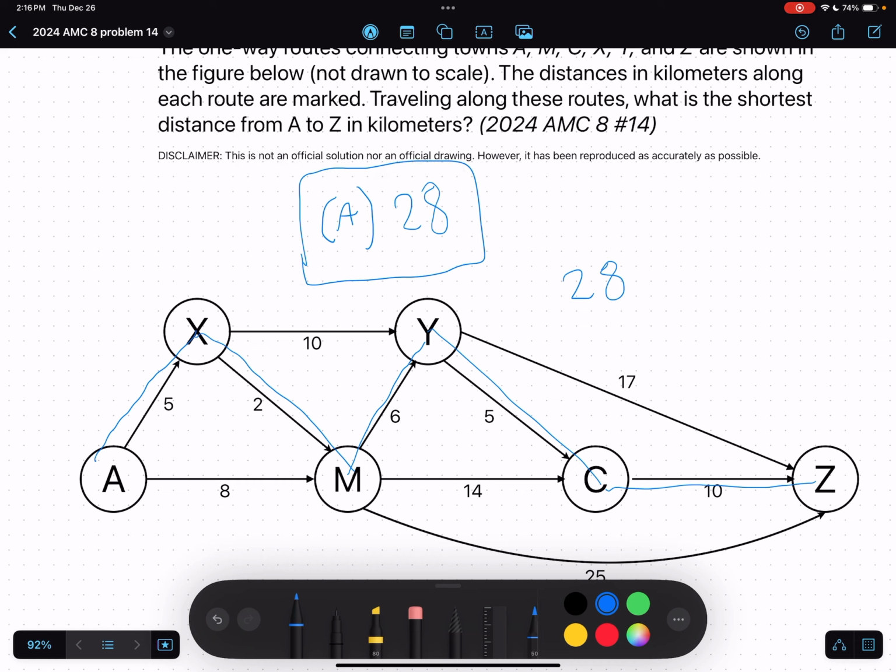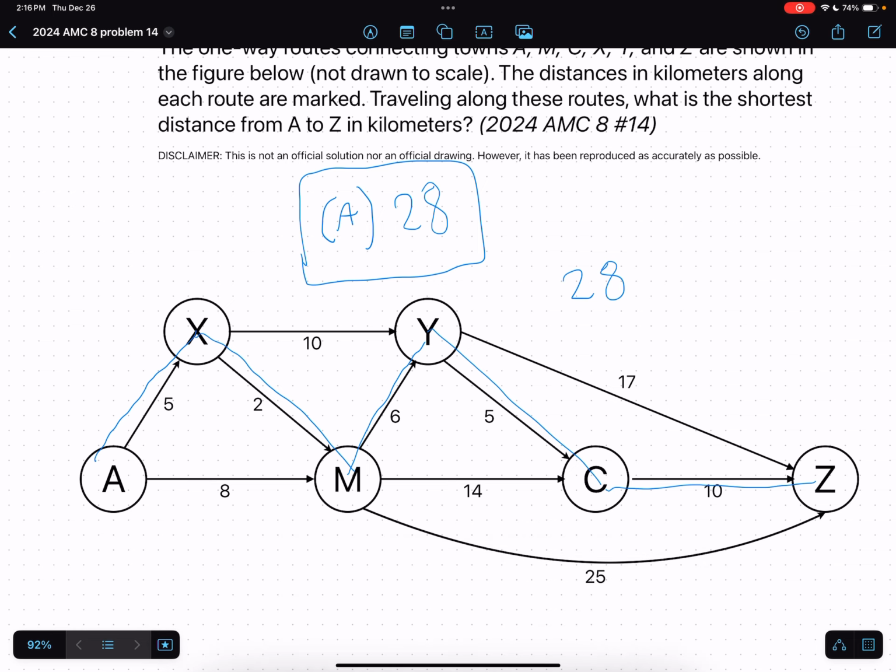Basically all we had to do there is just look at the numbers, see that we had a huge 25, we had a huge 17 and a 14. Those are obviously not going to result in the shortest paths. From there, all we had to do is look at the 5, look at the 2, and notice that those numbers are really small. Those are the smallest ones of this entire diagram, so obviously that's got to be the way to go. And sure enough, that's the shortest path from A to Z. That was an explanation for the 2024 AMC 8 Problem 14.